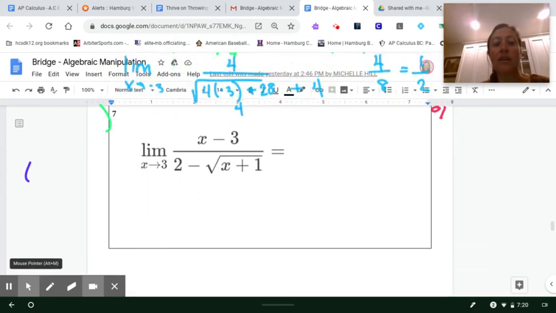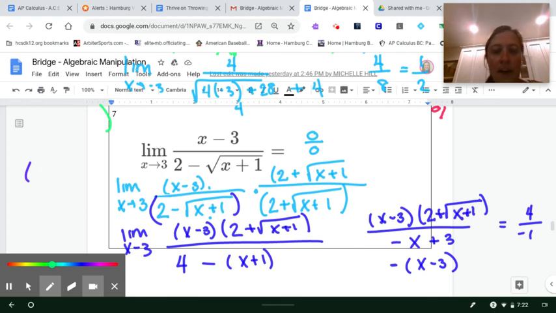All right, so number 7, I'm just going to pause it, work it out completely. You try the same thing, and then we'll compare work. All right, I'll run through my work.